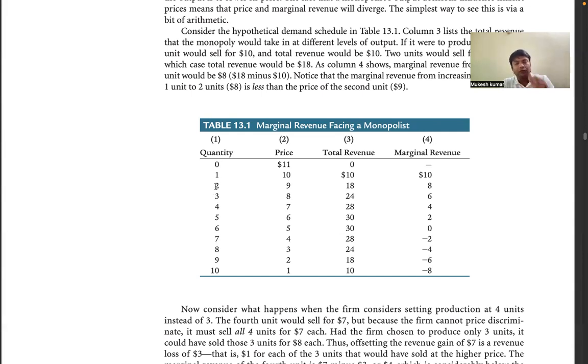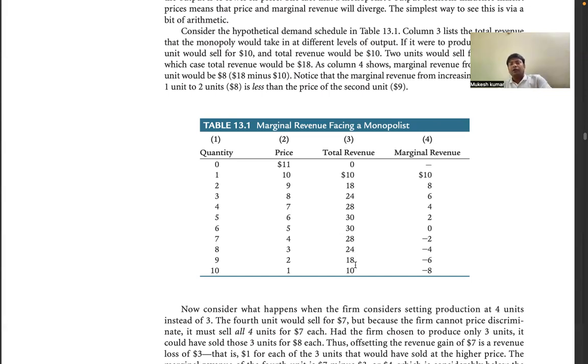Like, for the first unit the price is 10 per unit. For 2 units, suppose the price is now 9 per unit, and so on. For 10 units, the price is 1 per unit. So from here, total revenue, you know, is price into quantity. Just multiply these two columns, 1 and 2, and you will get total revenue. You can see here that total revenue is increasing from 10 to 18, 18 to 24, then 28, then 30. After that, it becomes constant, and then it starts to decrease.